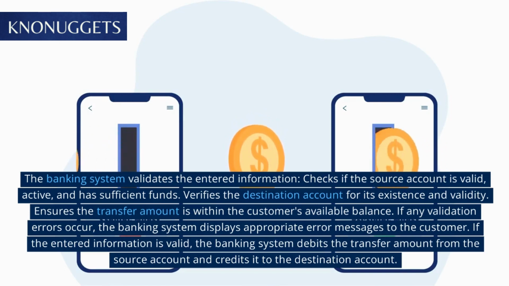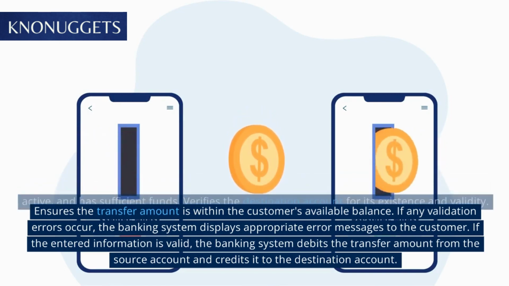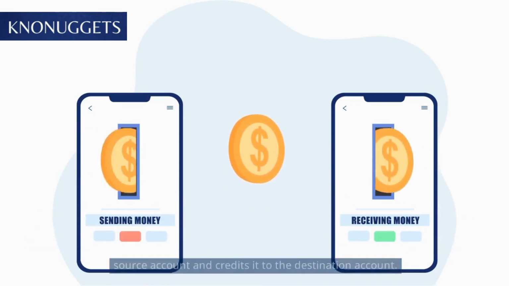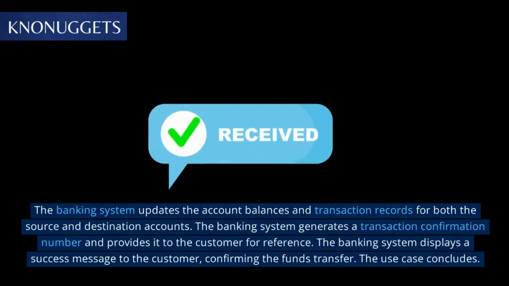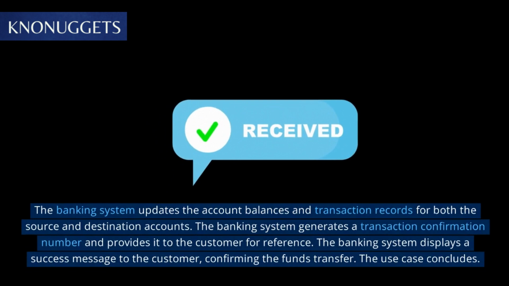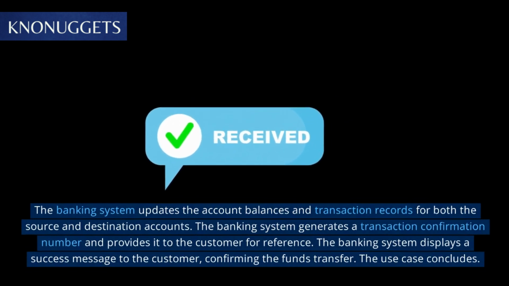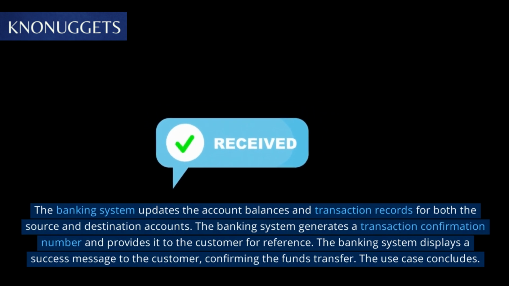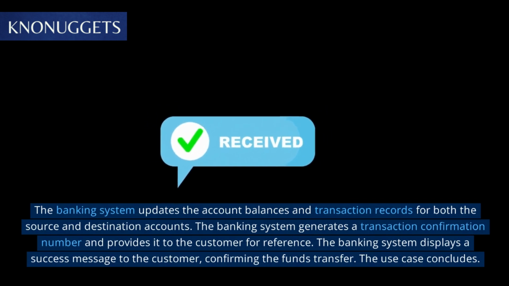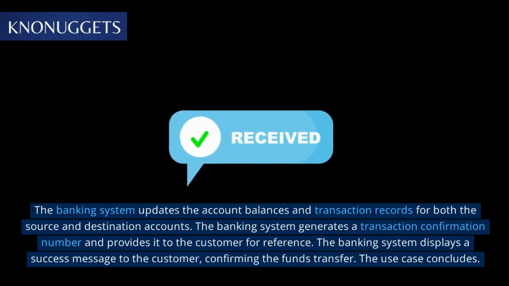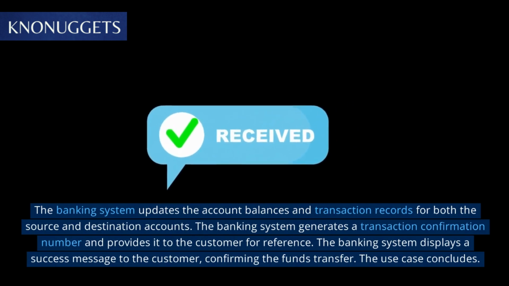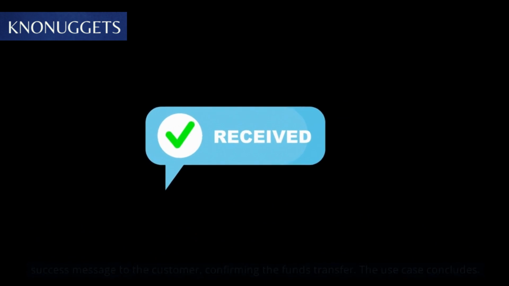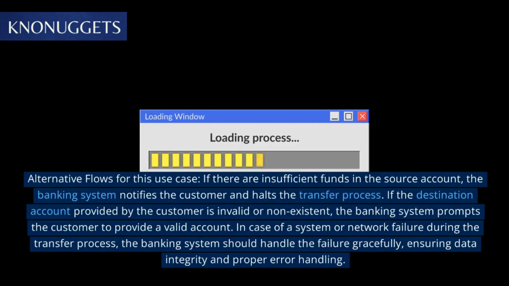If the entered information is valid, the banking system debits the transfer amount from the source account and credits it to the destination account. The banking system updates the account balances and transaction records for both the source and destination accounts. The banking system generates a transaction confirmation number and provides it to the customer for reference. The banking system displays a success message to the customer, confirming the funds transfer. The use case concludes.